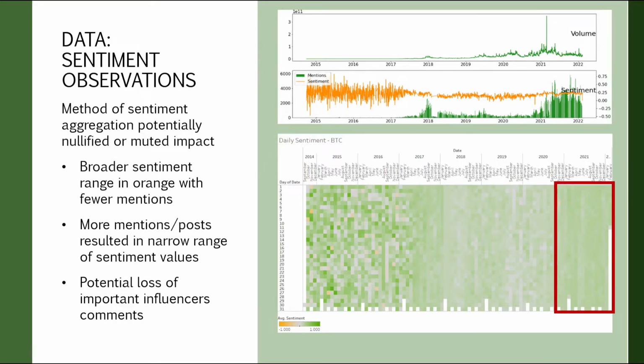It is interesting to note that as we progress into 2021, we can see that the frames start to look a little less gray, slightly more green, which implies a slightly general positivity.